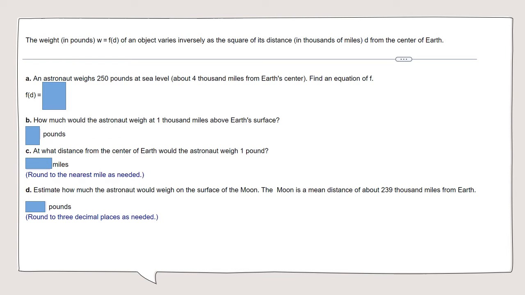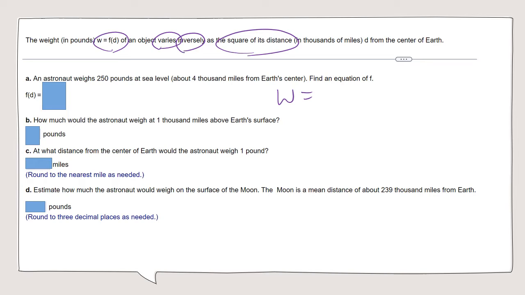Next, one of my most hated questions for the year is the astronaut problem. This is an astronaut who weighs 250 pounds at sea level. And it actually tells us the formula we're going to want to use, we need to create. It tells us a few important details. It says the W, or FD, of an object varies inversely as the square of its distance. So in order to write that equation, we go ahead and take the W or FD, either one. It says they're the same.